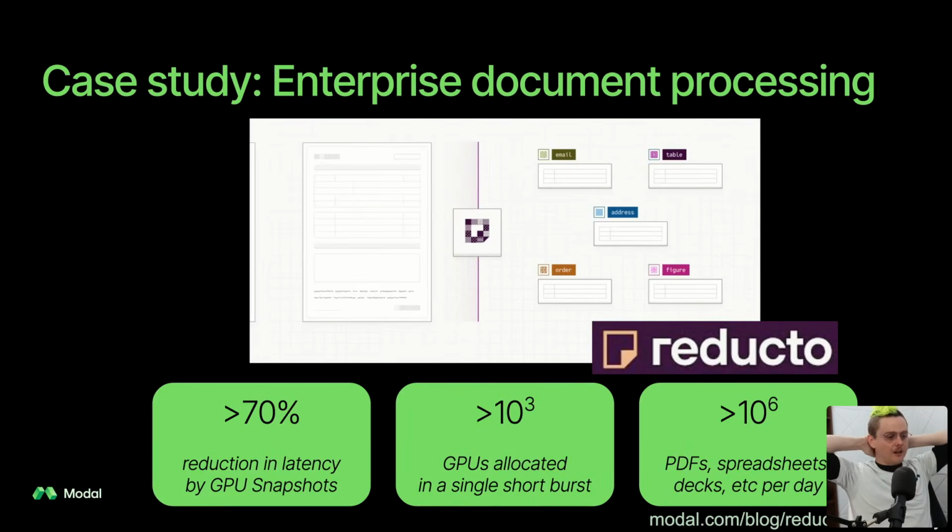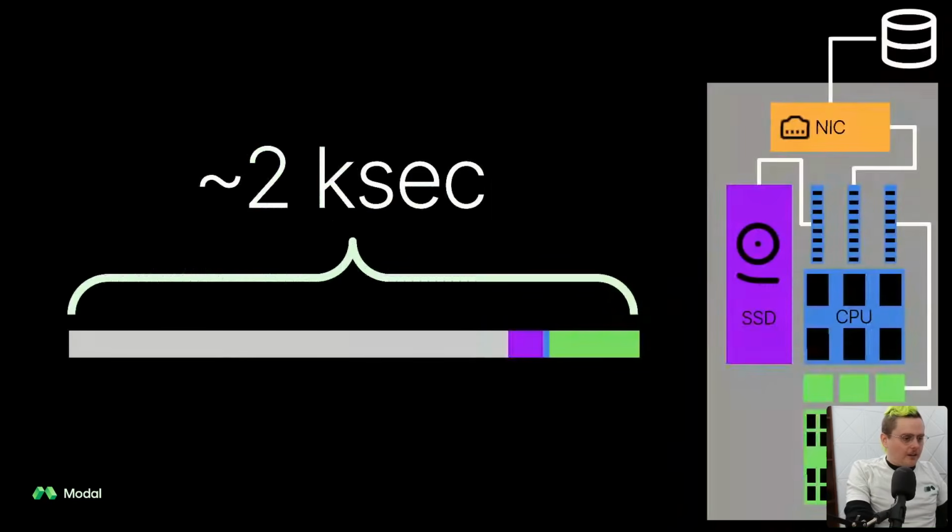So this application runs on Modal, the GPU part of it, and they use GPU snapshots to cut latency by 70%, allowing them to rapidly burst into 1,000 GPUs in order to service these large dumps when a bunch of files all show up at once that somebody wants to process. And they're processing millions, that number's old, so probably way more than that, documents per day on a GPU snapshot backed Modal serverless application.